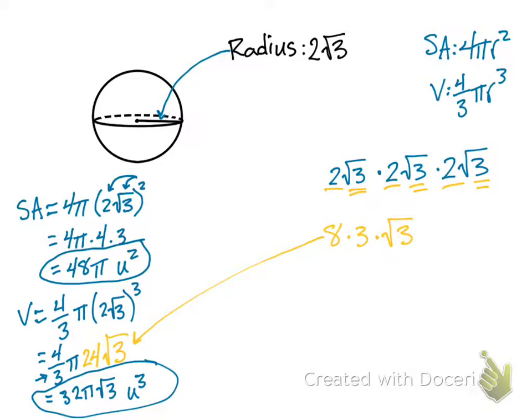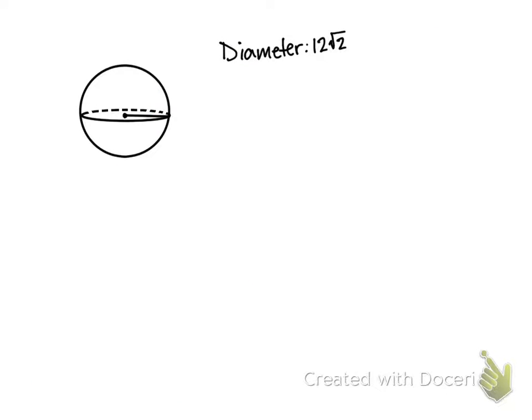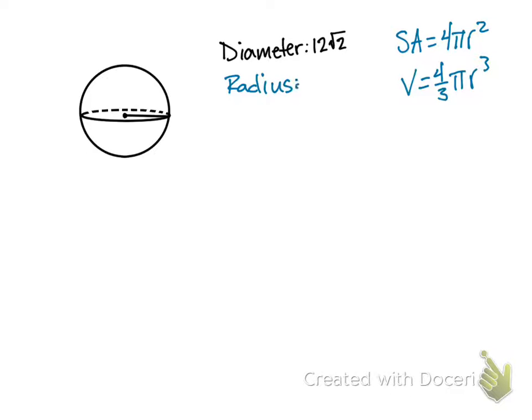Okay, let's look at another example. This one, our diameter is 12 square root of 2. And you might recall that none of our formulas have diameter, they only have radius. So we need to find the radius. Volume is 4/3 pi r cubed. Radius is 6 square root of 2, diameter divided by 2 to get the radius. And don't forget to change these over to the radius if it's giving you the diameter.